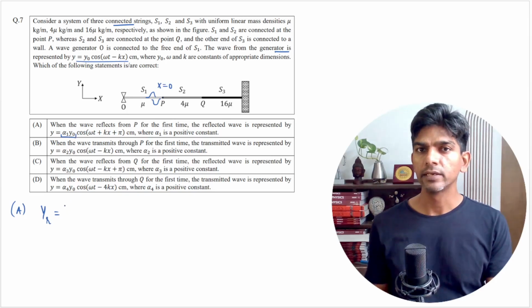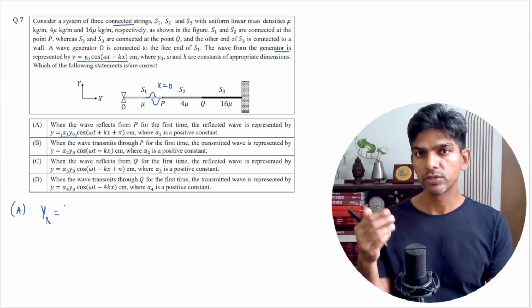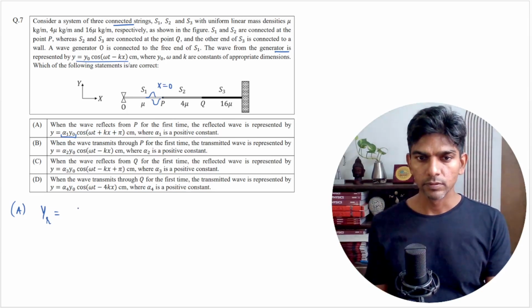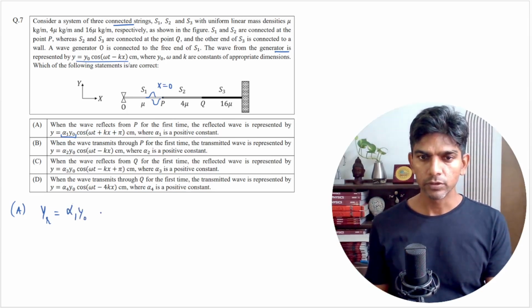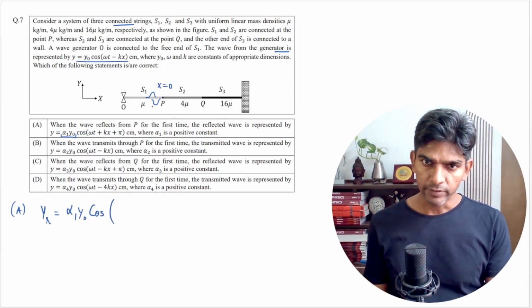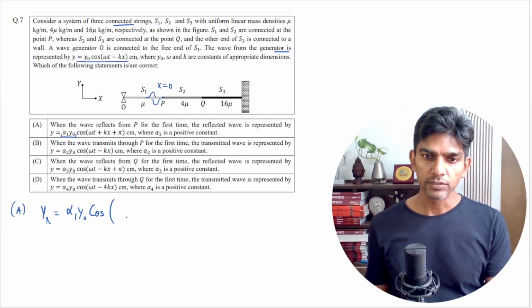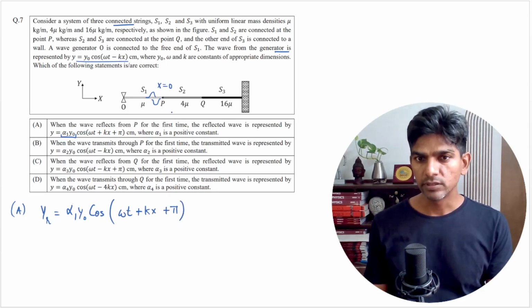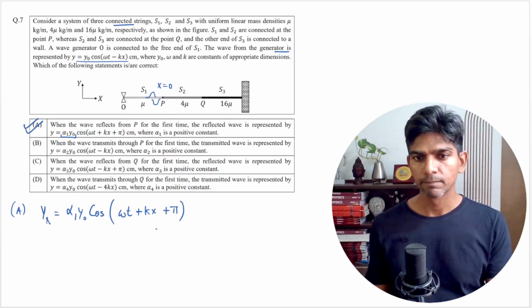So for part A, since they have taken alpha 1 times y0, obviously the amplitude of the reflected pulse will change because energy is getting distributed in the transmitted as well as the reflected wave. So this can be written as alpha 1 times y0 cos. Here the reflected pulse is in the same medium as S1, so it will be omega t, and its direction has reversed, so there has to be a plus kx, k will be the same because we are in the same medium, plus pi. So if we consider origin at P, then option A is the correct answer.